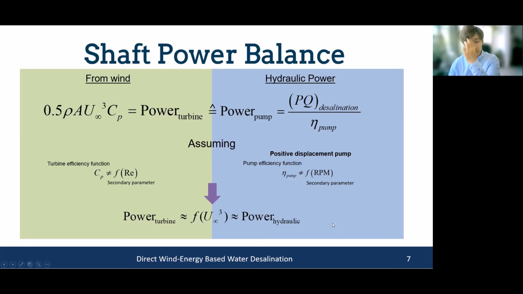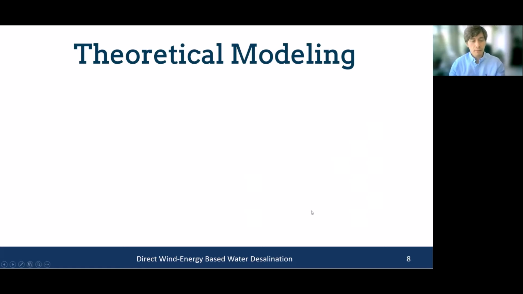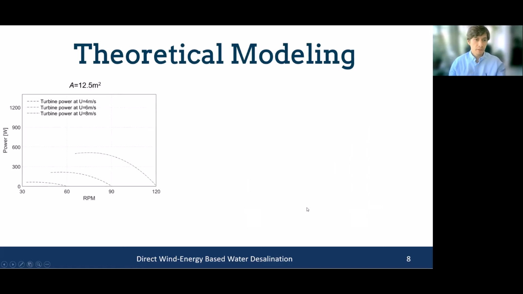So, a more advanced theoretical modeling. We can see here a theoretical model of a turbine with a cross-section of 12.5 square meters at wind speeds between 4 to 8 meters per second. And this is the dynamic stall-driven wind turbine power curve. And we can see what the maximum power points of the system are at different wind speeds. And these are the maximum operating points, the maximum efficiency operating points.